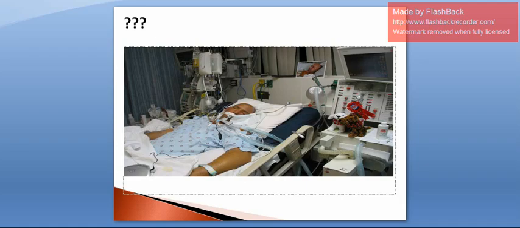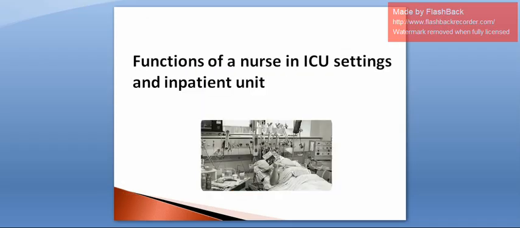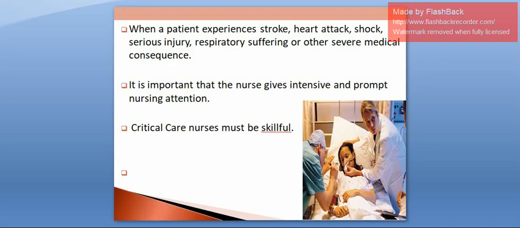Next, when you see this picture, what do you observe? You see that one patient is sleeping here. This setting is actually a ICU. It is a intensive care unit. Now, most of the time, patients who are with life-threatening conditions or patients who are critically ill are kept in ICU. It could be patients who are having respiratory problems, cardiac problems. They might have had myocardial infarction or heart attack. They might have had shock or stroke, all these things.